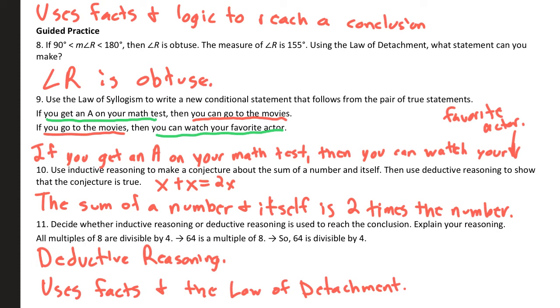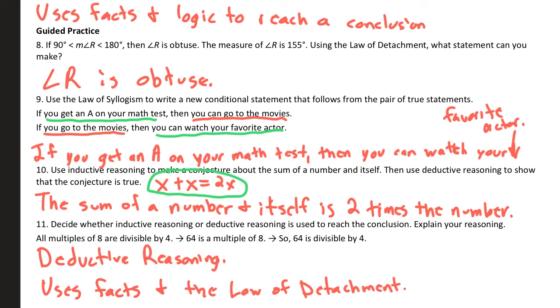Next, using inductive reasoning to make a conjecture. If I add together two numbers, and those numbers are identical, deductive reasoning tells me the sum of a number and itself is the same as 2 times that number, right? 5 plus 5 is 10. 5 times 2 is 10. So that is an example of deductive reasoning, using a general case here. Using what we know about combining like terms, it doesn't matter what the number is. A number plus itself is 2 times that number.